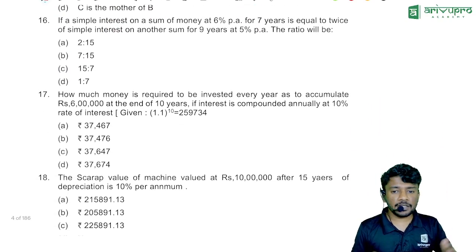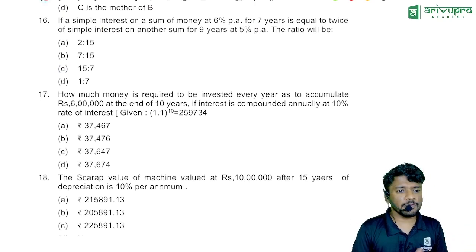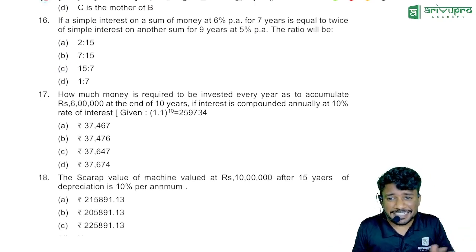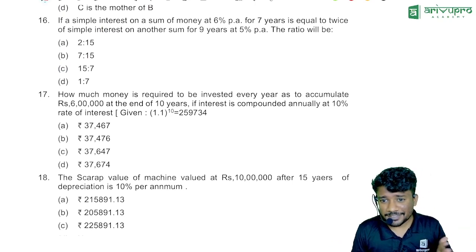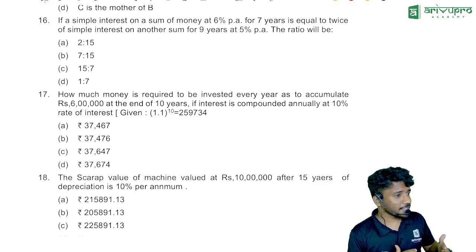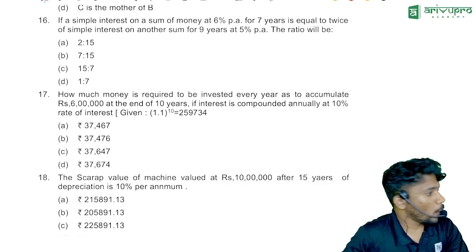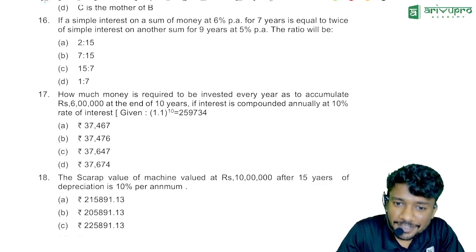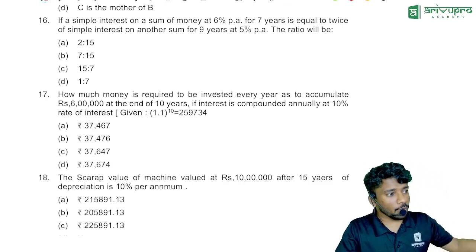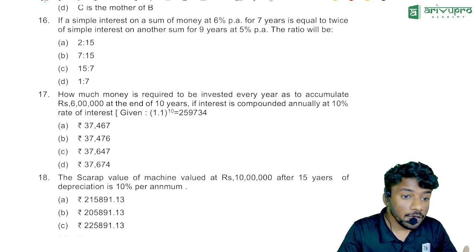Get ready, people, with your calculator. It will be done in 10 seconds. Every question will be in that manner. Okay, do you know the formulas? What is the formula for SI? PTR percentage. What is the formula for CI? P into 1 plus I, the whole raised to n minus 1.